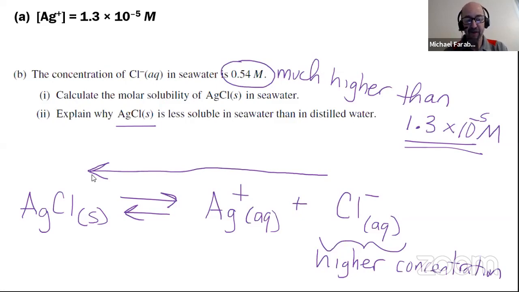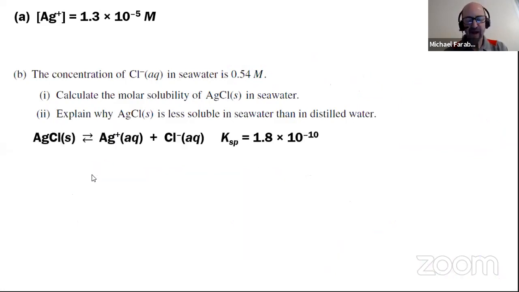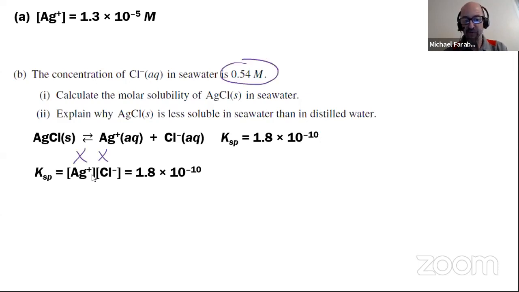So we're going to do the math in part I, and then we're going to explain why in part II. Okay, let's go ahead and do the math. So we still have our KSP, but now we are not doing X and X. We're going to take the 0.54 that we are given in this problem, and that is going to be our concentration of chloride that is already present.